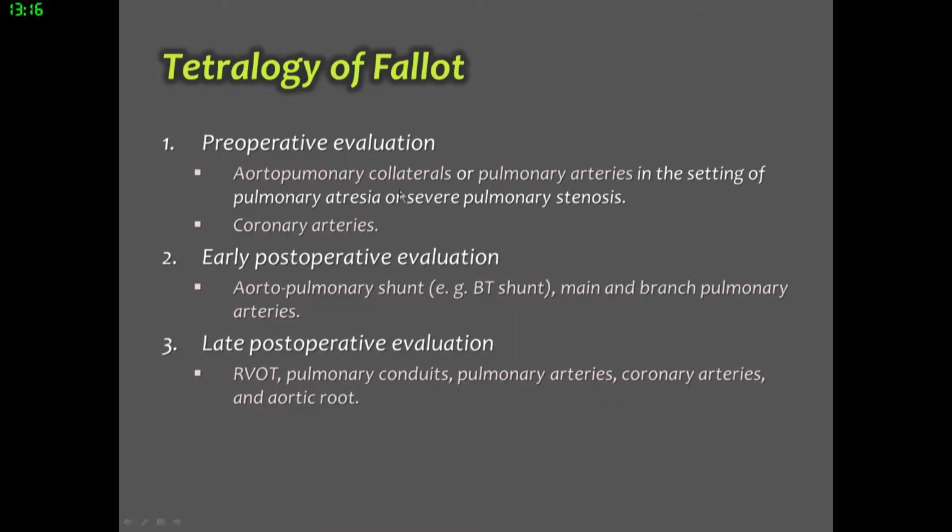The next topic is TOF. CT can preoperatively evaluate aortopulmonary collaterals or pulmonary arteries in the setting of pulmonary atresia or severe pulmonary stenosis, and coronary arteries. In the early postoperative phase, CT should evaluate aortopulmonary shunt, main and branch pulmonary arteries. In the late postoperative phase, CT can evaluate RVOT, pulmonary conduits, pulmonary arteries, coronary arteries, and aortic root.